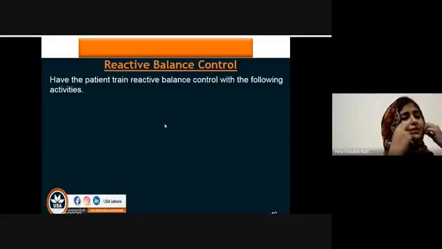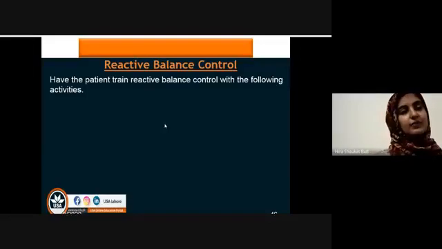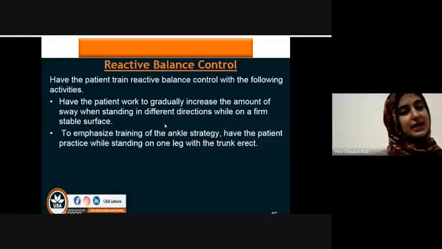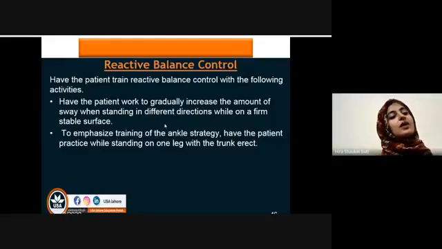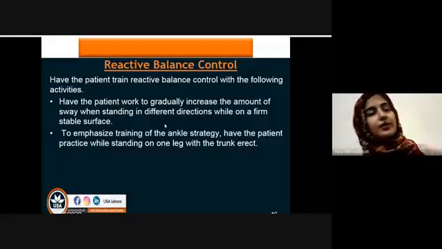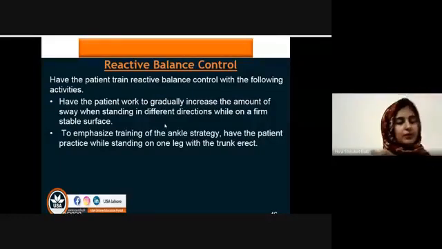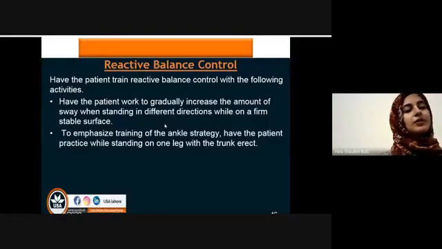In the reactive balance control, obviously we have to train the patient according to the reactive balance, and we can add these activities. You can have the patient work to gradually increase the amount of sway when standing in different directions while on a firm stable surface. You can ask them just to increase the amount of sway, like here, here, or here. Okay, and now you will see how he or she is able to maintain the balance.